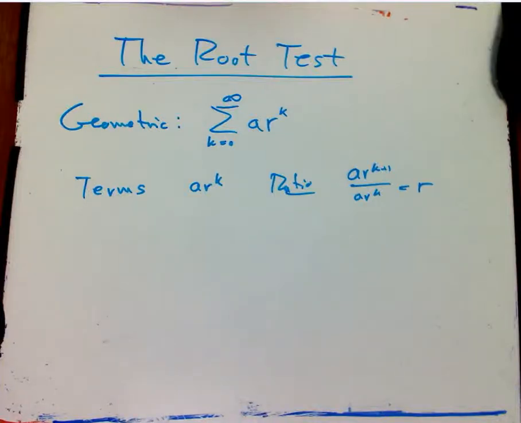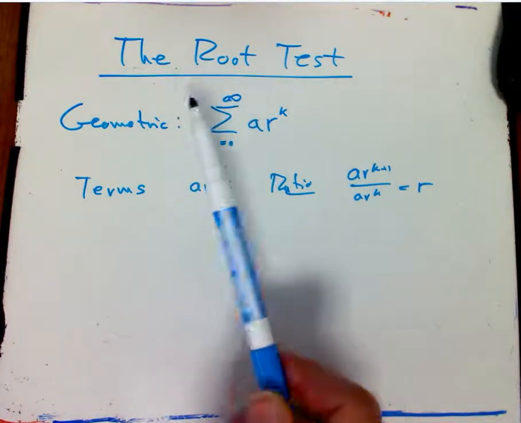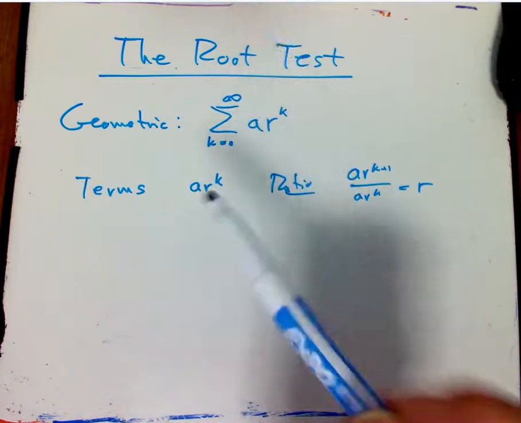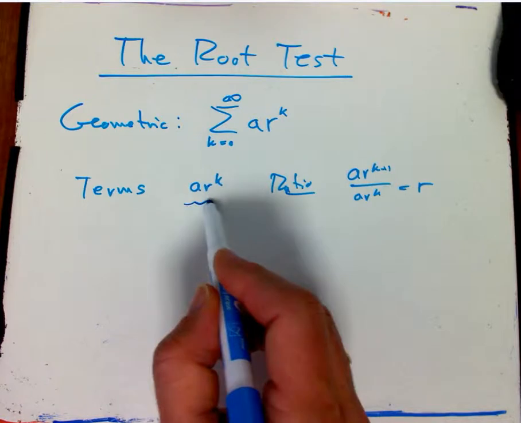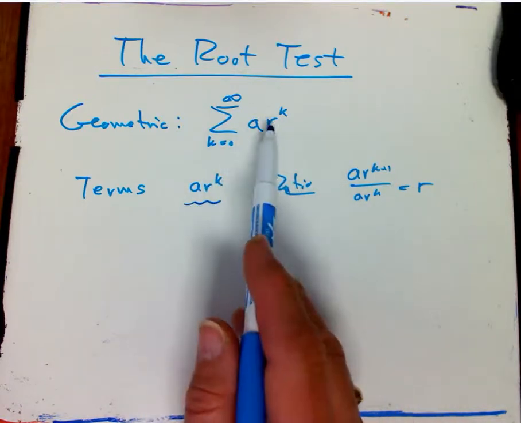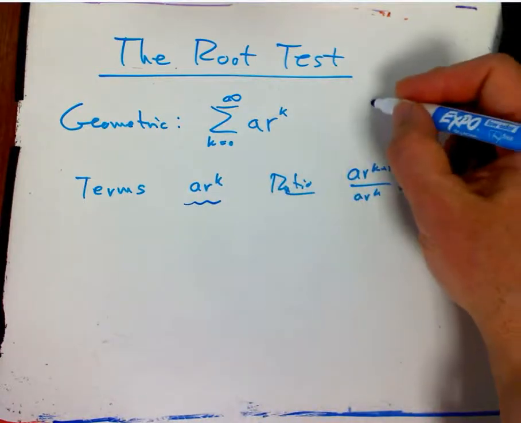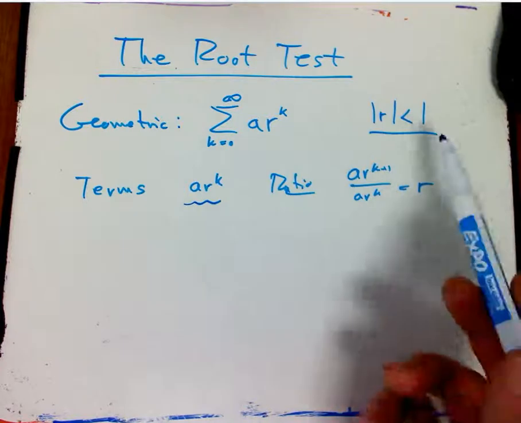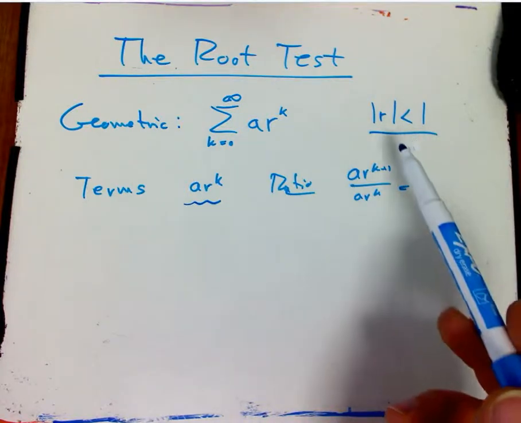Let's look at the root test fairly quickly and just do one example. So we want to go back to the geometric series. That was the key to the ratio test. And the terms of the geometric series, a r to the k, and one way to extract that r, to tell whether the geometric series is convergent, you just need to know if that ratio is between -1 and 1, if it's a small number.